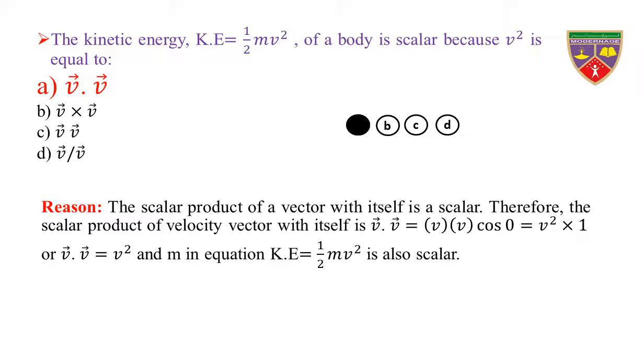Reason. The scalar product of a vector with itself is a scalar. Therefore, the scalar product of velocity vector with itself is v vector dot v vector, which is equal to v into v cos 0, which is equal to v square into 1 because cos 0 is 1. Or v vector dot v vector is equal to v square, and m in the equation kinetic energy is equal to 1 by 2 mv square is also scalar. Hence, the kinetic energy of a body is scalar because v square is equal to the scalar product of velocity vectors.